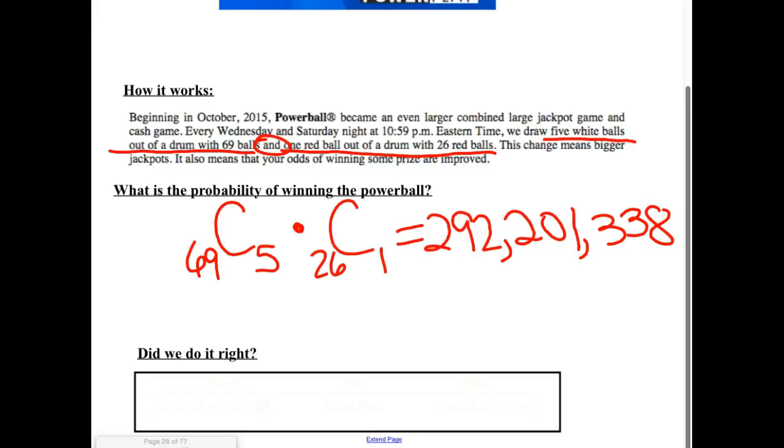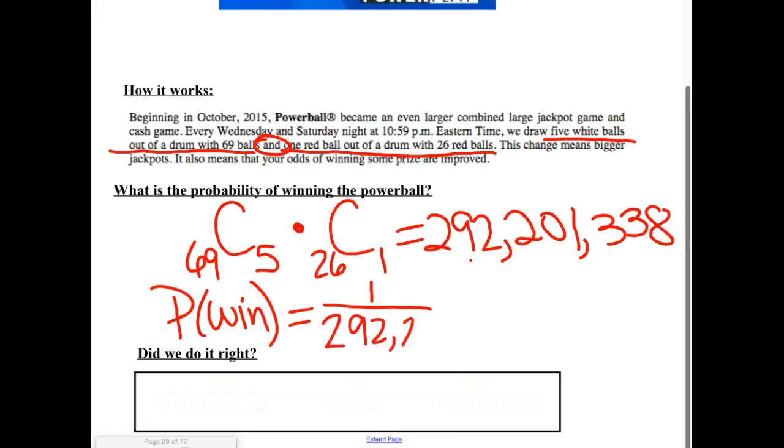Okay? So obviously, if you're playing the Powerball, you want to win. So we're finding the probability of winning. Okay? And if you want to be the winner, if you want to be the one person that wins, so you can be 1 out of, and then as I said, this is our total. This is the total number of ways that we just found. So that number is going to go on the bottom.